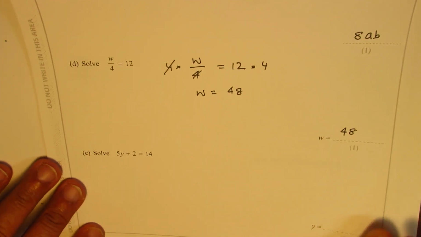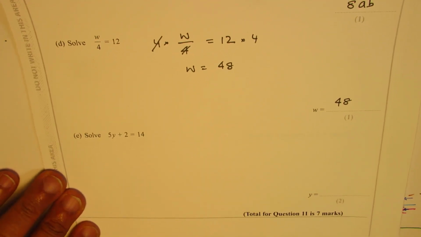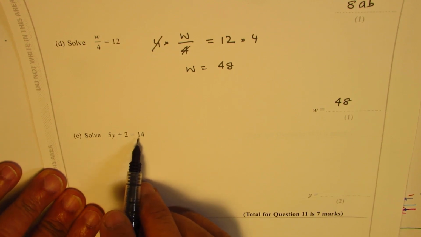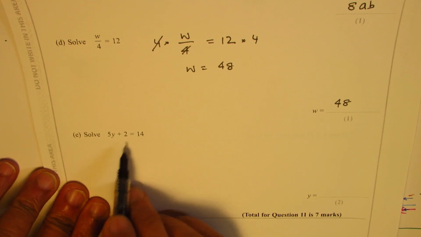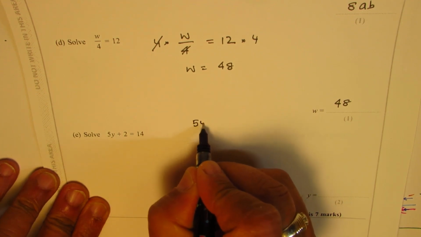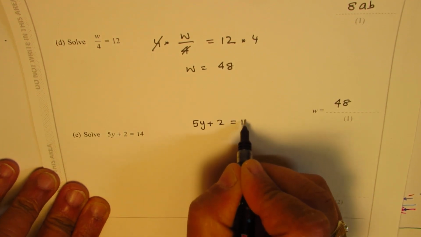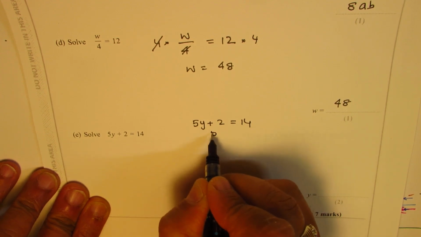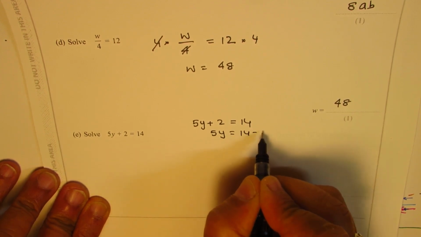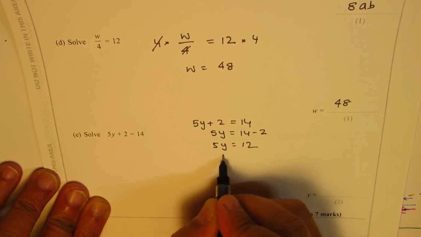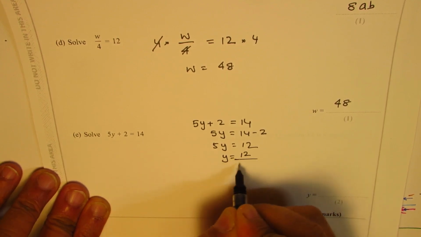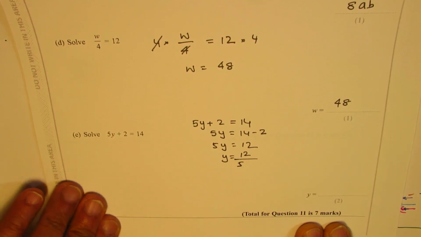The last question is solve for y. And this time we are given 5y plus 2 equals 14. So we have to use more than one step to solve. We can take away 2. So we get 5y equals 14 minus 2. That is 5y equals 12. Now we can divide by 5. So we get 12 over 5 as our answer.